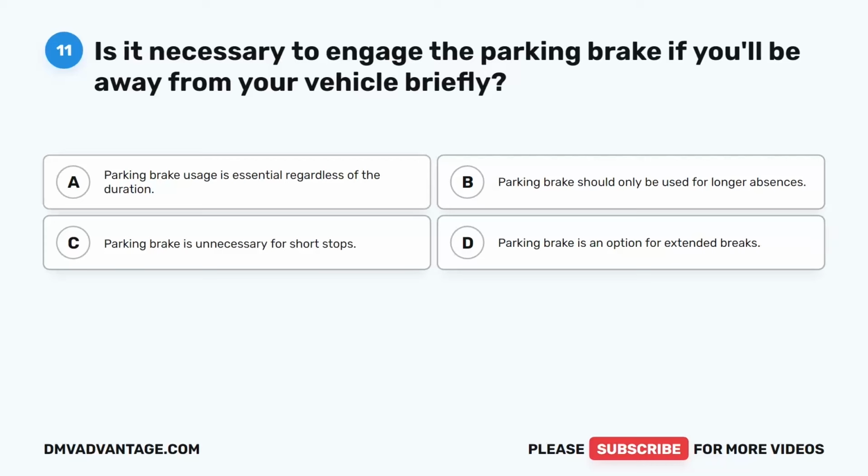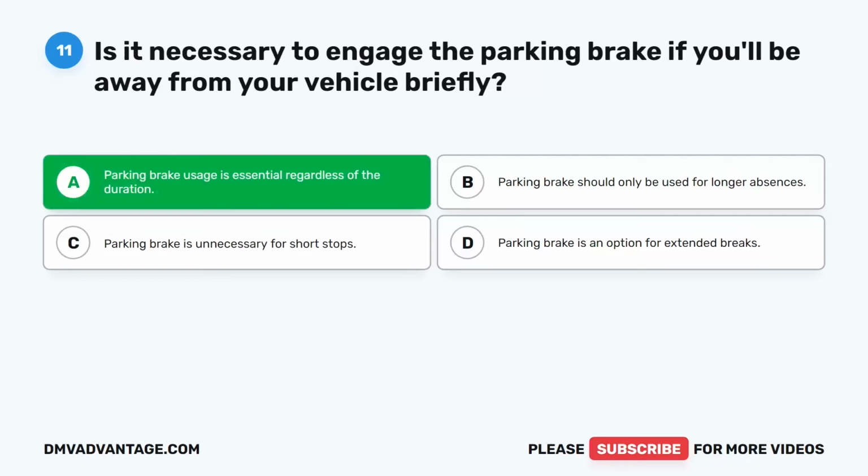Question 11. Is it necessary to engage the parking brake if you'll be away from your vehicle briefly? A. Parking brake usage is essential regardless of the duration. B. Parking brake should only be used for longer absences. C. Parking brake is unnecessary for short stops. D. Parking brake is an option for extended breaks. The correct answer is A.